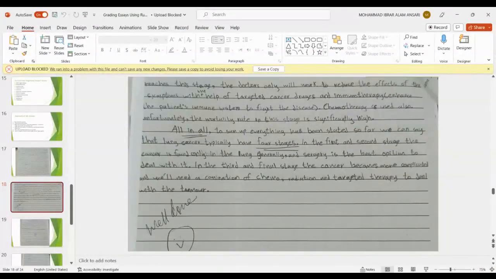So take a look at the concluding paragraph and give a particular score, and you need to justify why you have given this particular score. Does it have everything which a good concluding paragraph should have?